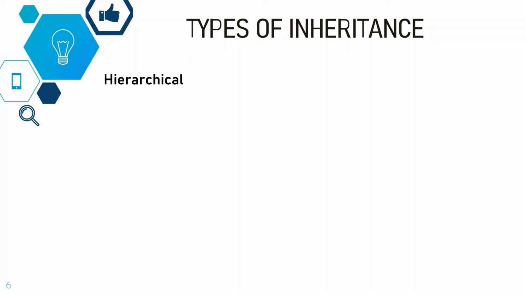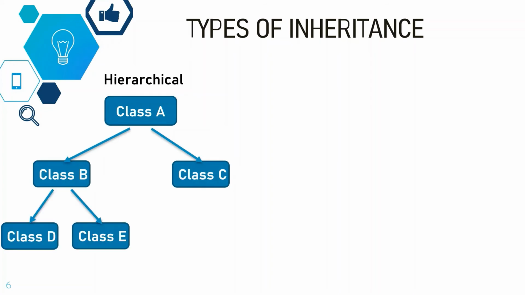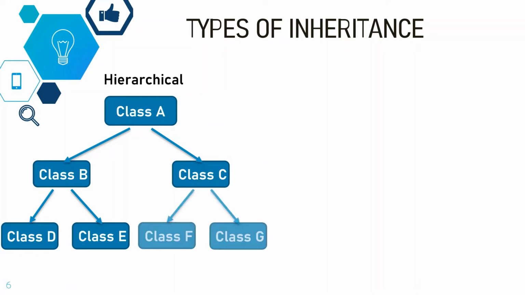The next type of inheritance is hierarchical inheritance, wherein you have a base class A, which is inherited by two classes B and C, and these two classes are further inherited by two more classes, say D, E, F, and G.